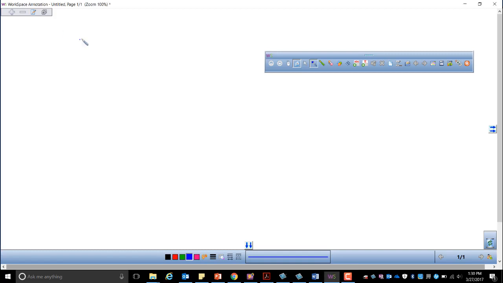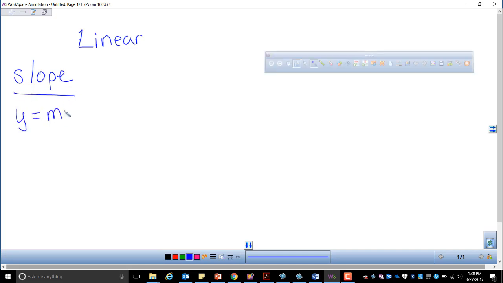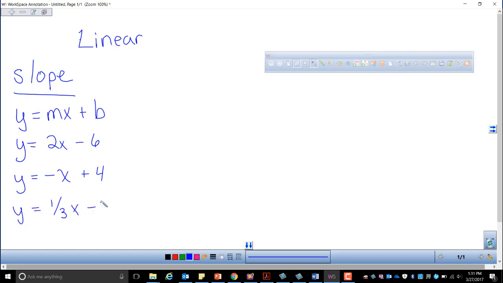All right, so what we're going to look at, we've been talking about linear equations, and we have two forms, and those two forms are slope form. We've used this one the most. Slope form is y equals mx plus b, or like y equals 2x minus 6, y equals negative x plus 4, y equals 1/3 x minus 2. These are slope-intercept form, or slope form.